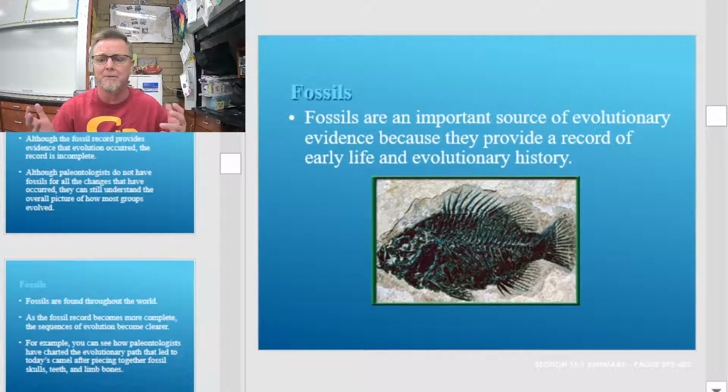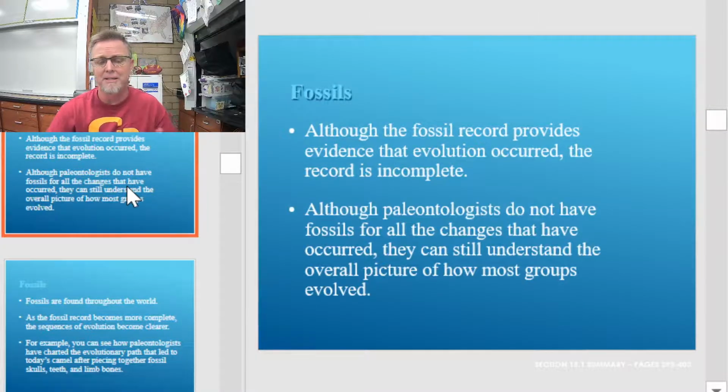So a fossil is an important source of evolutionary evidence because they have in them records of early life and evolutionary history. Now, if you remember what I taught you about fossils in a previous video, 95% of the species that scientists believe once walked the earth, so to speak, are no longer with us. And of that 95%, only a small fraction fossilized. And of that small fraction that fossilized, an even smaller fraction has actually been discovered. So the fossil record is incomplete at best.